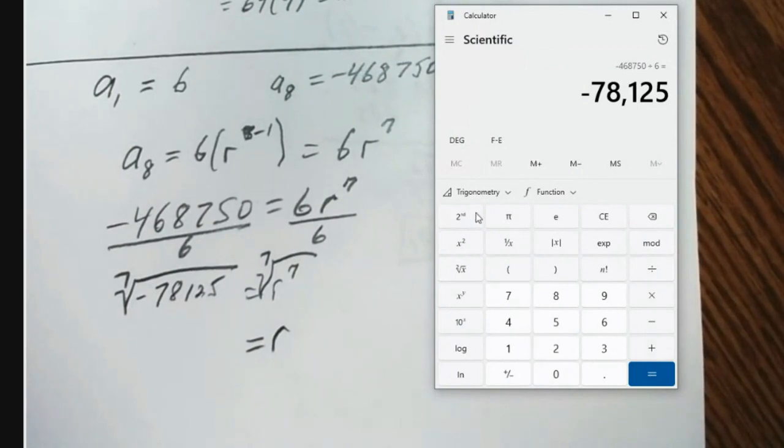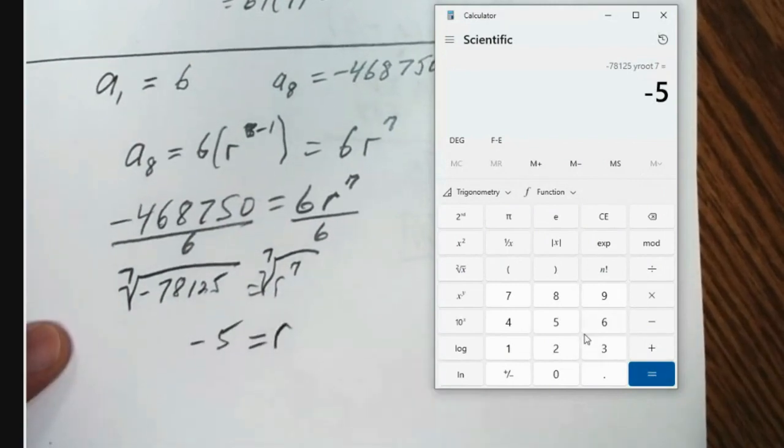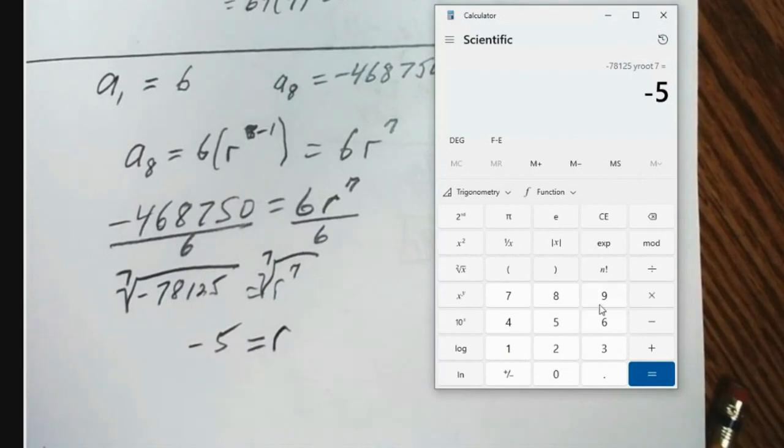So let's see, if we do a shift here, we can do whatever power we want. If we do this number to the power of 7, we want the 7th root of negative 78,125. That's negative 5. So our r is negative 5. If we want to check that, we can take negative 5 and raise it to the 7th power, and we get back to 78,125.